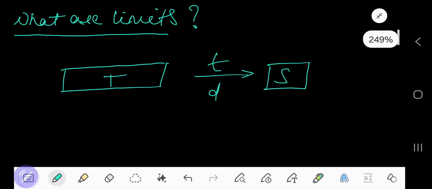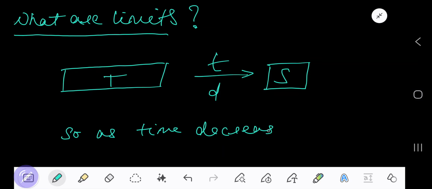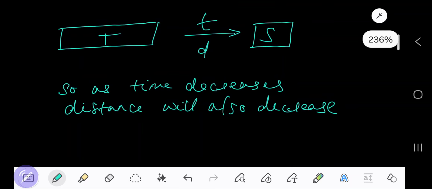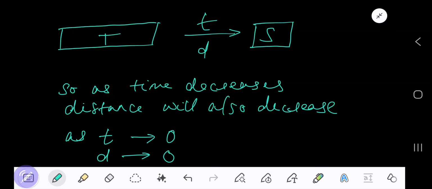As the time for the train to reach the station decreases, the distance between the train and station will also decrease, right? So therefore we can say, as time approaches 0, distance also approaches 0.